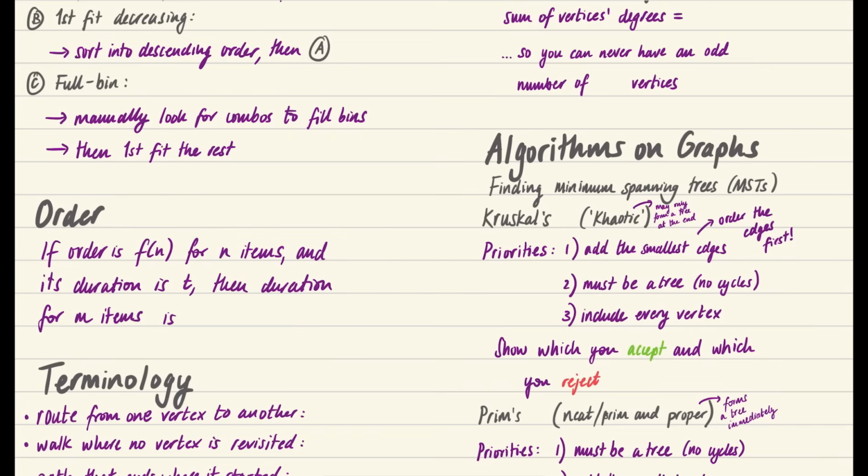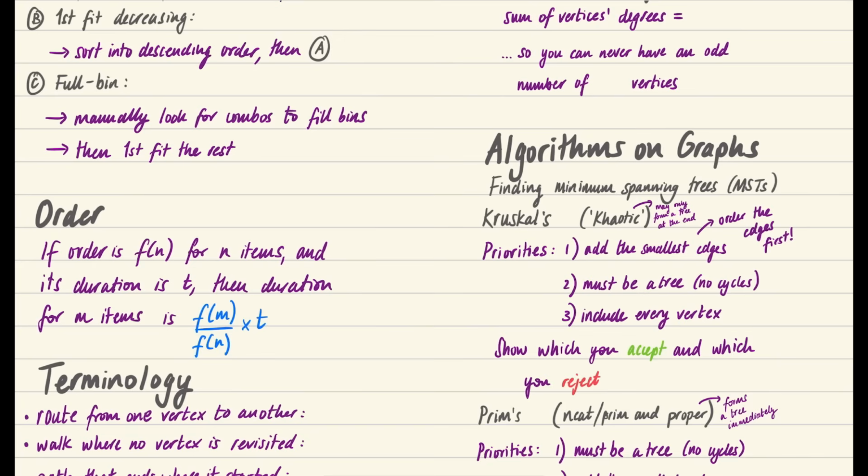Well, if it's f of n for n items and its duration is t seconds, if we wanted to work out its duration for m items, what we have to do for this is we would find out what the function would be with m substituted in, what the function would be with n substituted in. We'll divide them to get that kind of scaling factor, and we multiply that by the time that it should take.